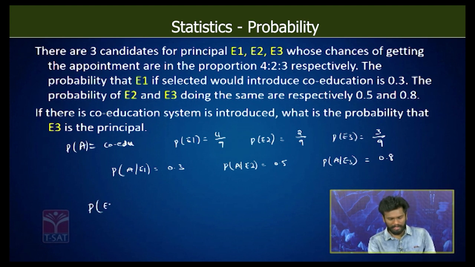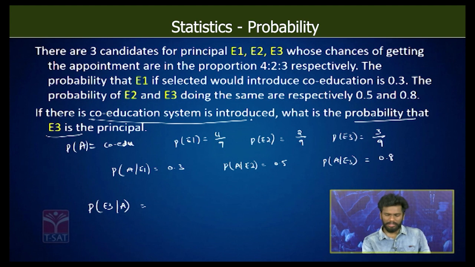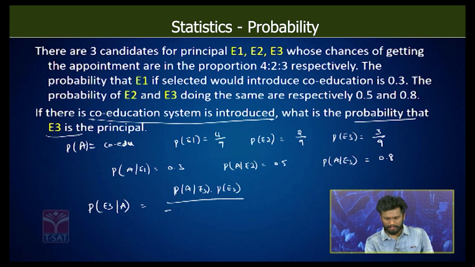Probability of selecting E3 given that co-education is already introduced. See here, the probability of selecting E3 as principal, when the co-education system is already introduced. So it is given by, directly applying the Bayes theorem formula, probability of A given E3 into probability of E3, divided by summation probability of A given EI into probability of EI, where I takes values from 1 to 3.